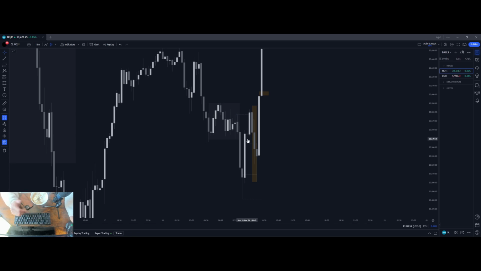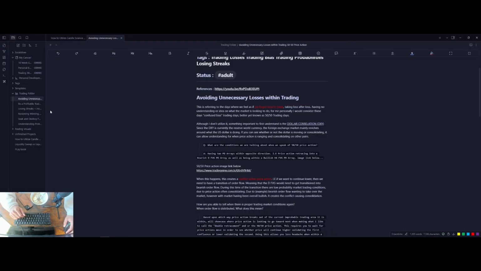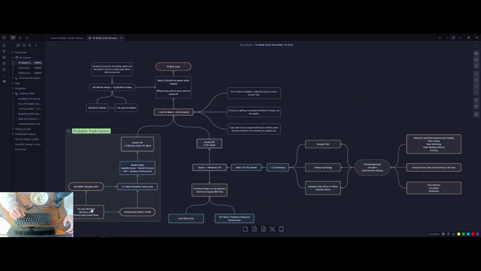Now, typically you guys would be like, well, Lonnie, that's your setup, right? Accumulation, manipulation, distribution. If we open my Obsidian and go to our 16-week goals, we see right here, volume KPI, go right below it, model, AMD, liquidity sweep, market structure shift, imbalance retracement. Lonnie, that's your setup, is it not?